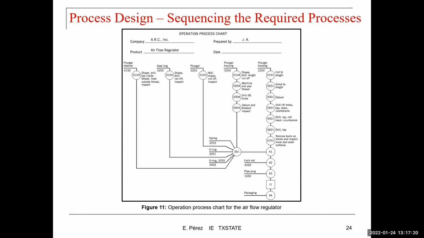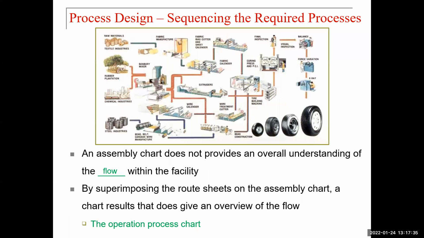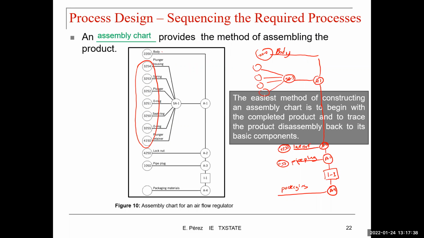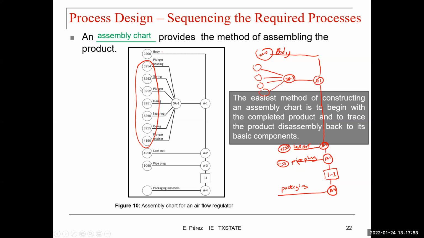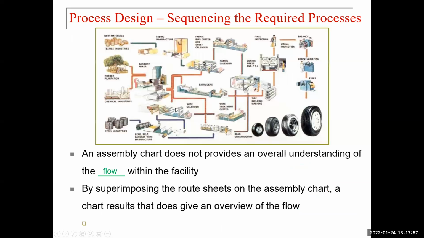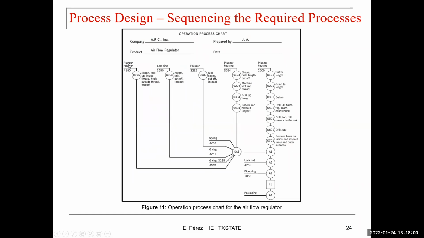So now you are putting also information about operations that are needed for each one of these components. So for example, here, let's see if I can see, where's the plunger retainer here, 4150. So this is the plunger retainer. This is one of the components that are part of this first sub-assembly. So we have the 4150 plunger retainer, and we have information about the operations that are needed to create this plunger retainer.